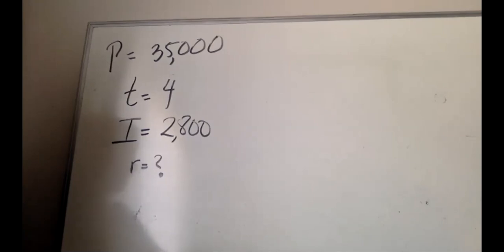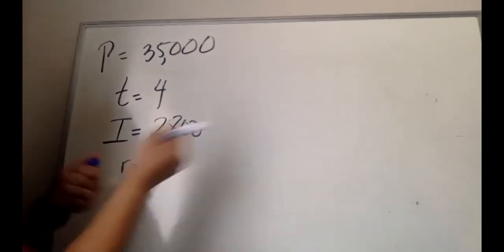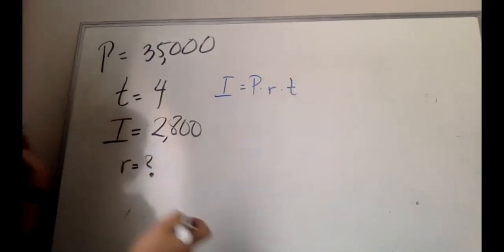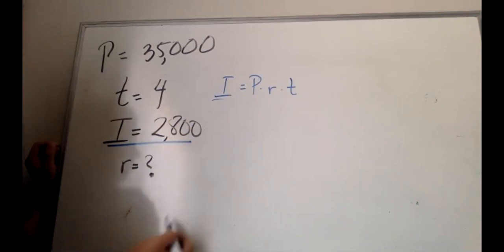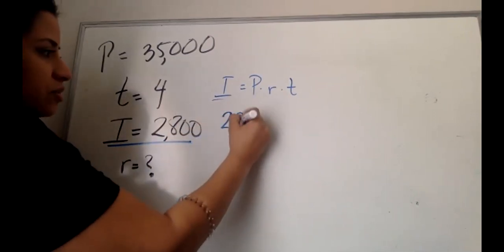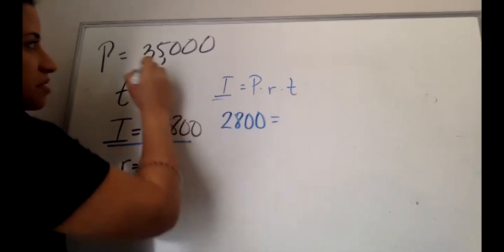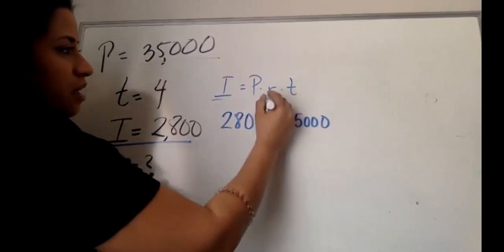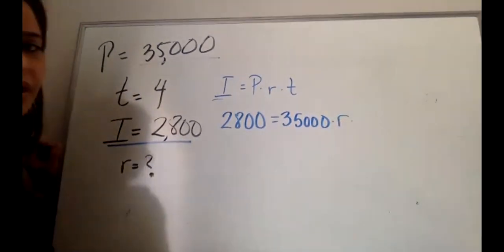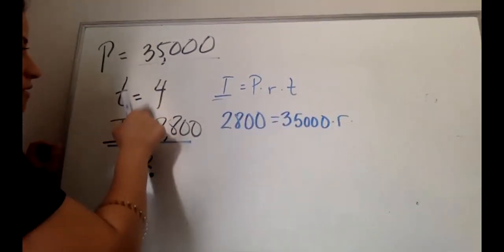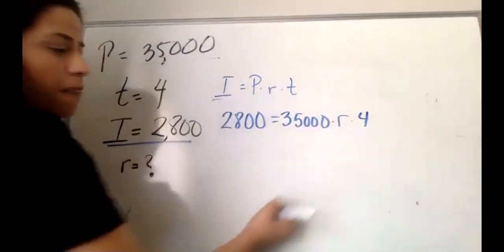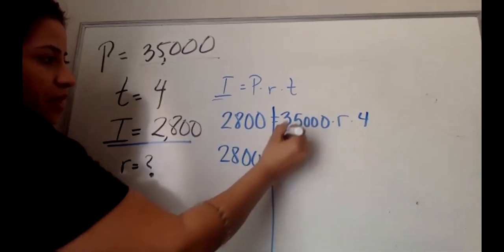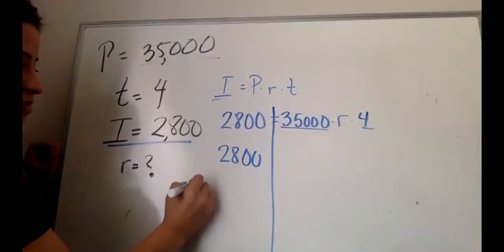So let's go ahead and put this into the formula. So the formula we know is I equals P times R times T. Our I is this number right here, so we're going to go ahead and use that. 2,800 equals the principal amount, $35,000. R, I don't know, so I'm going to leave it as an R. And then T is 4 years. Okay? This number stays the same. I'm going to multiply these two numbers.